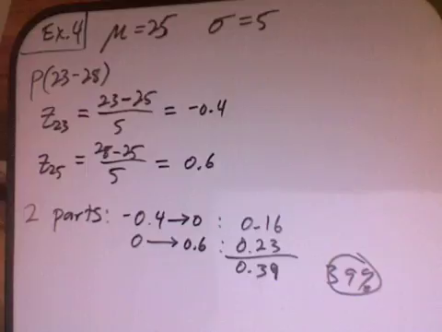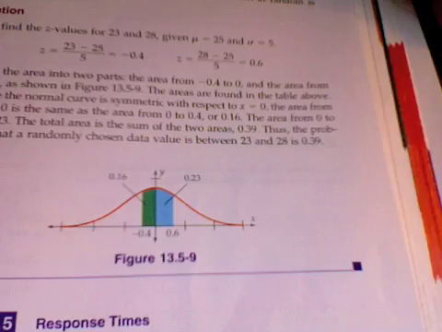So what we want to do is divide this into two parts. The part between negative 0.4 and 0, and the part between 0 and 0.6. Let me show you what that looks like on the graph. Our x value of 23 corresponded to a z value of negative 0.4. So finding the area between that and 0 corresponds to this green area here. And we can look it up in that table and see that the area is 0.16. Now the table doesn't say any negative z values, but because these distributions are symmetric, we can just use the value for positive 0.4, which is 0.16.